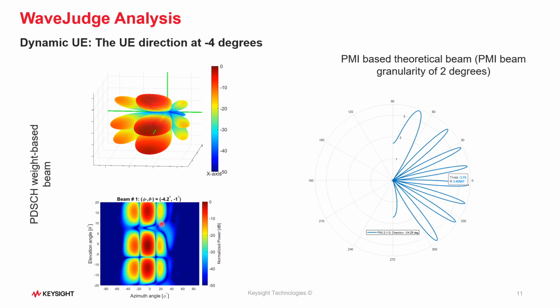And we can observe that the PDSCH beam from the exported weights is focusing at -4.2, which is closely aligned with the UE direction. And also from the theoretical PMI beams, we see there is a main beam at -3.75. So in this particular measurement, we found a close match for all the beams.